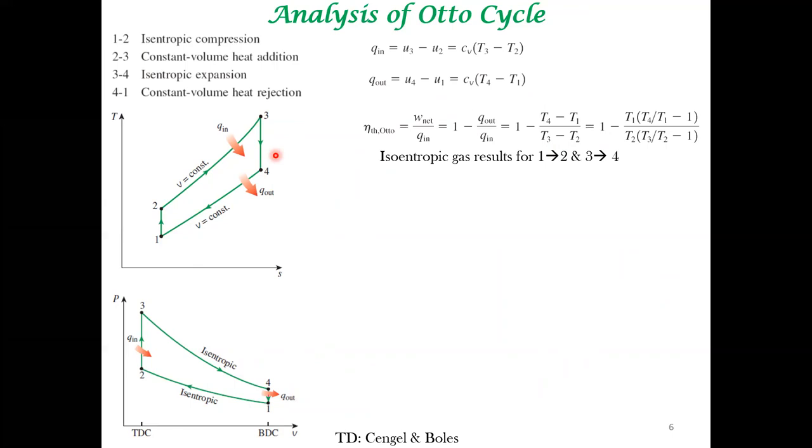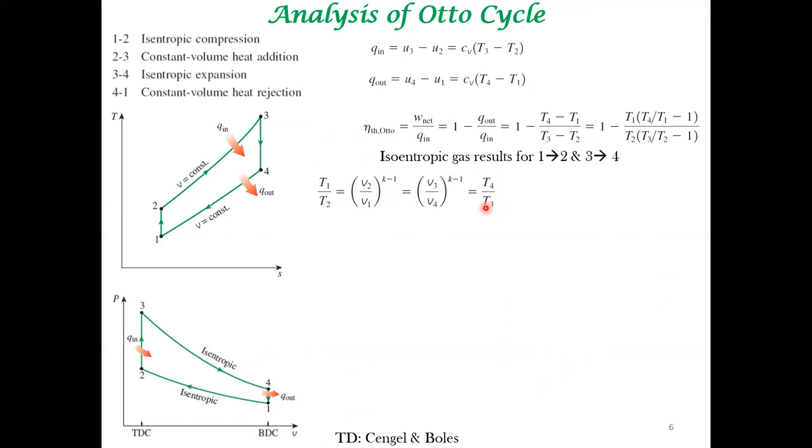We have analyzed isentropic ideal gas results extensively. We are going to use those results to simplify further and introduce new terms. You can relate the different temperatures and volumes using the isentropic gas results. This k is the ratio of Cp by Cv. We have done this analysis extensively in the first half of the semester.